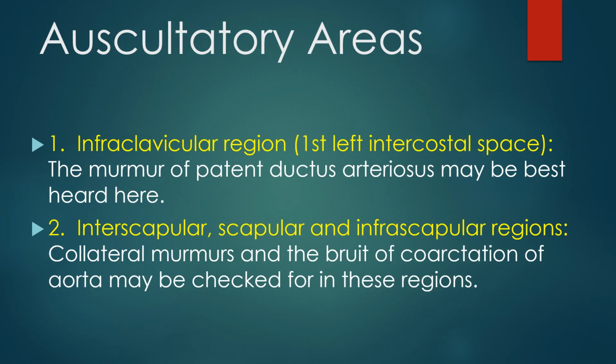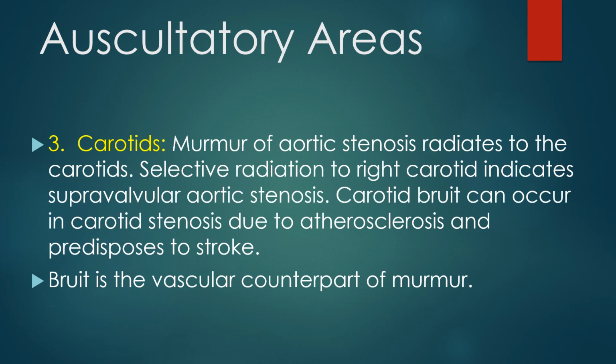Infraclavicular region, that is the first intercostal space: the murmur of patent ductus arteriosus may be better heard here. Interscapular, scapular and infrascapular regions: collateral murmurs and the bruit of coarctation of aorta may be checked for in these regions. Carotids: murmur of aortic stenosis radiates to the carotids. Selective radiation to right carotid indicates supravalvular aortic stenosis. Carotid bruit can occur in carotid stenosis due to atherosclerosis and predisposes to stroke. Bruit is the vascular counterpart of a murmur.